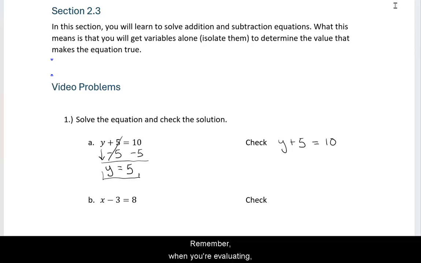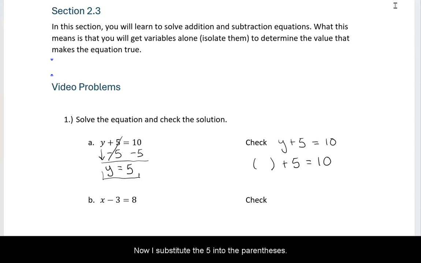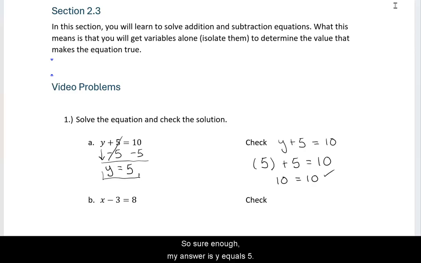Remember, when you're evaluating, you take your variable out and replace it with parentheses, right? So parentheses plus 5 equals 10. Now I substitute the 5 into the parentheses. Unlike solving, you simplify both sides of the equation. You don't work across the equal sign. So on the left-hand side, I get 5 plus 5, which is 10. Well, that equals 10. So sure enough, my answer is y equals 5.